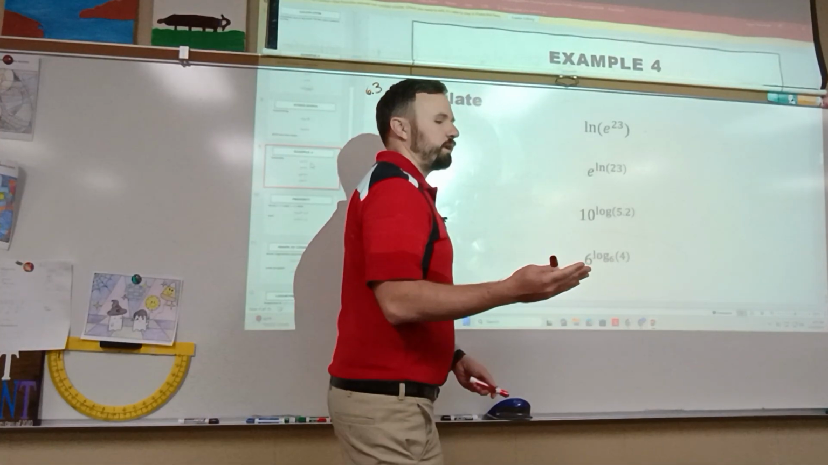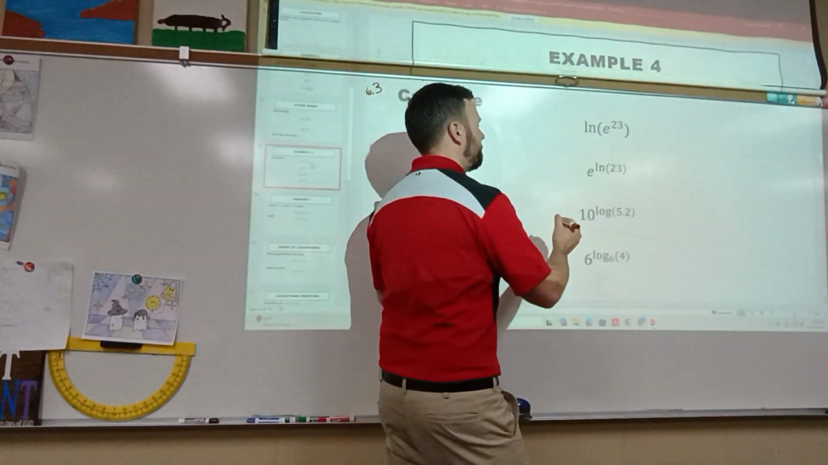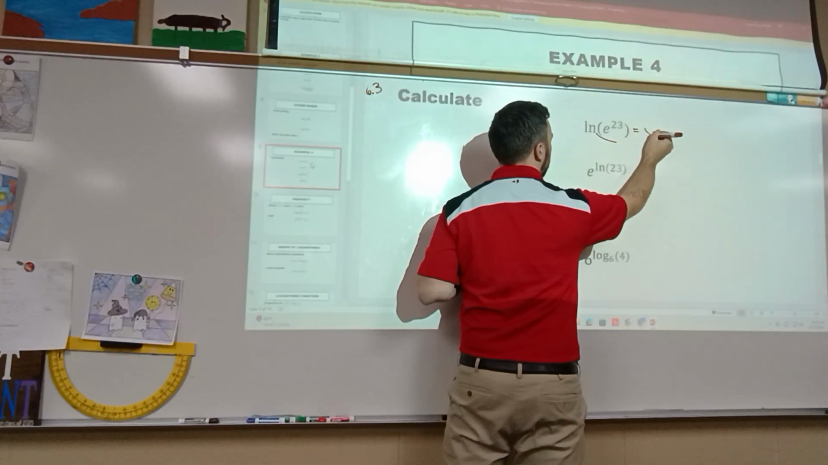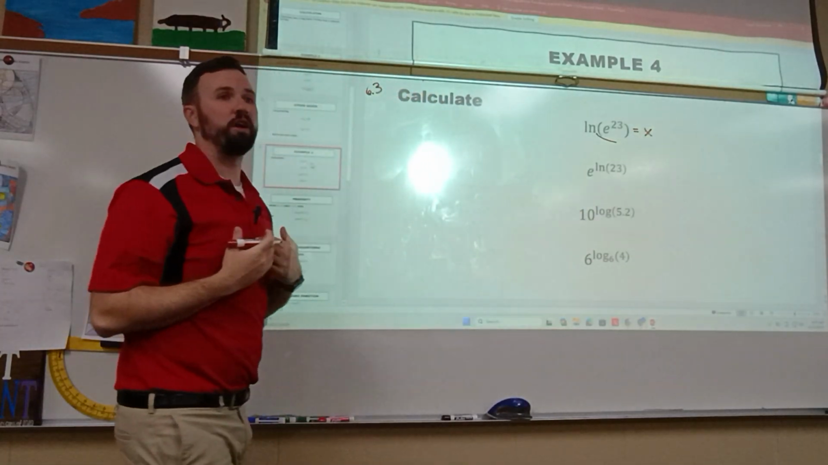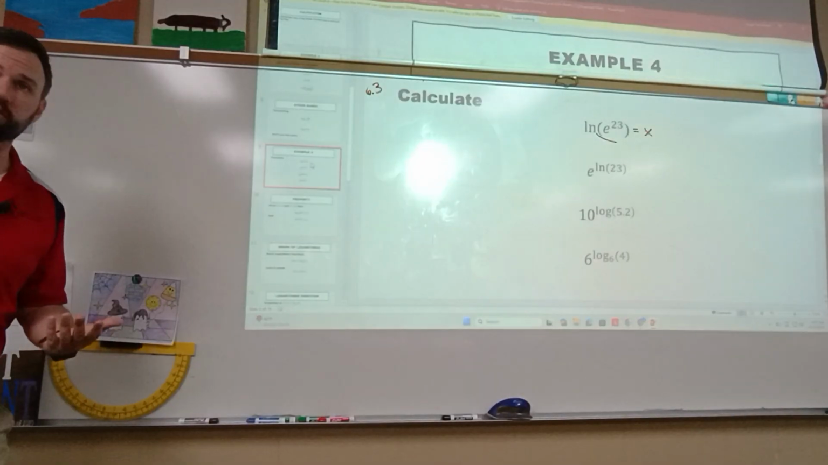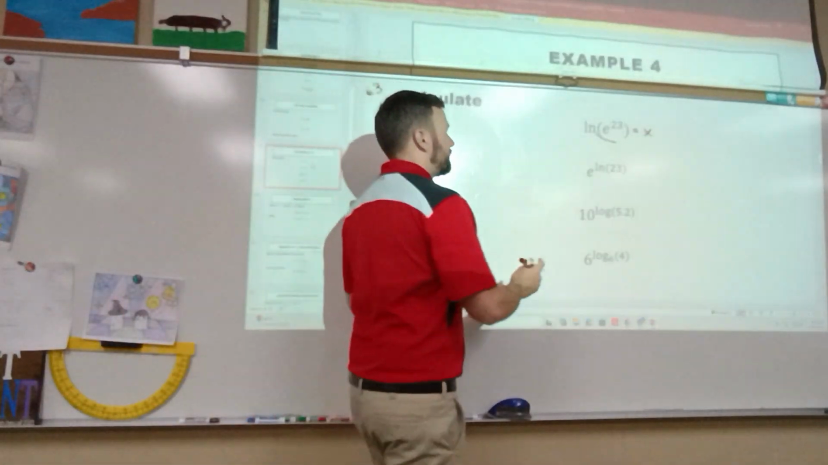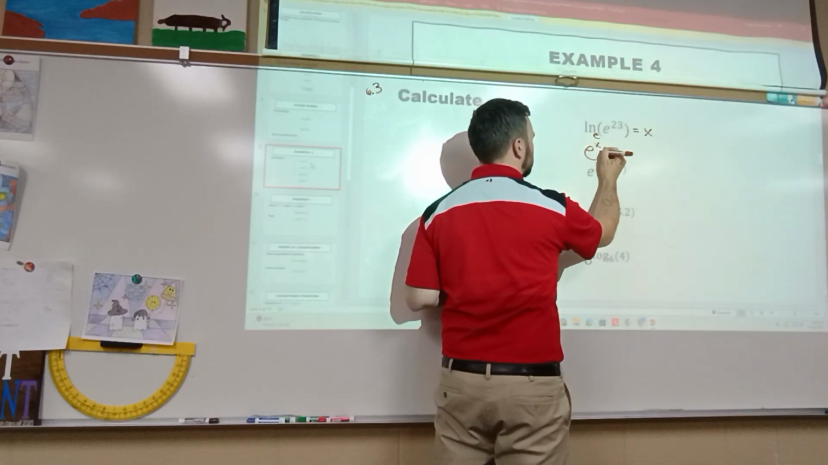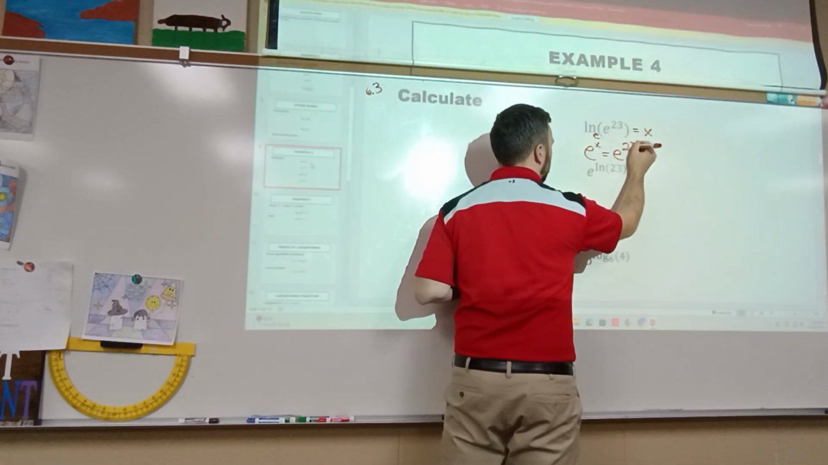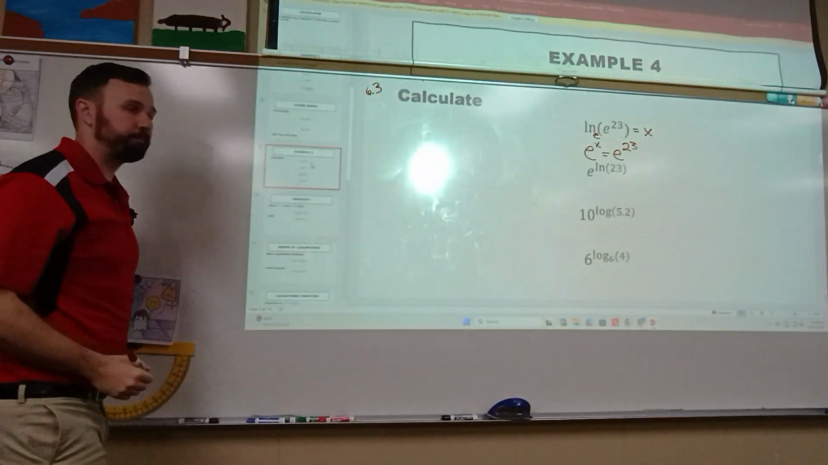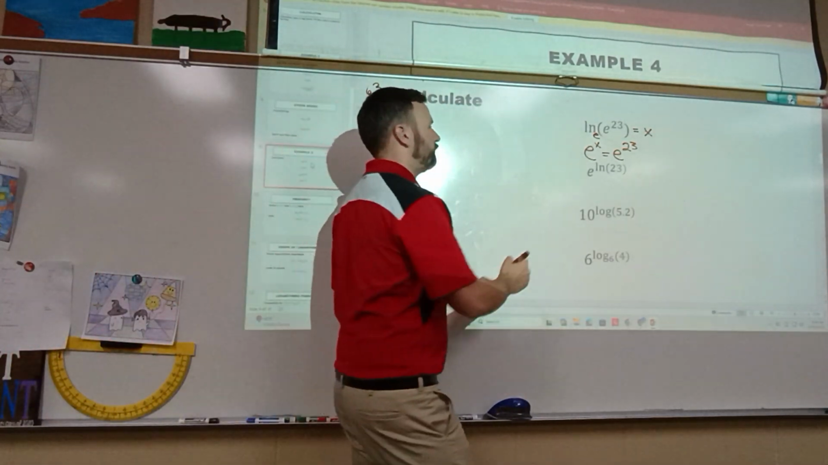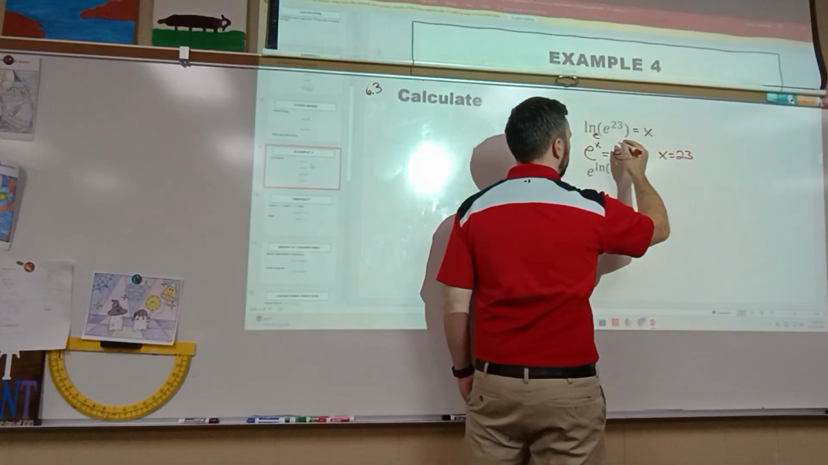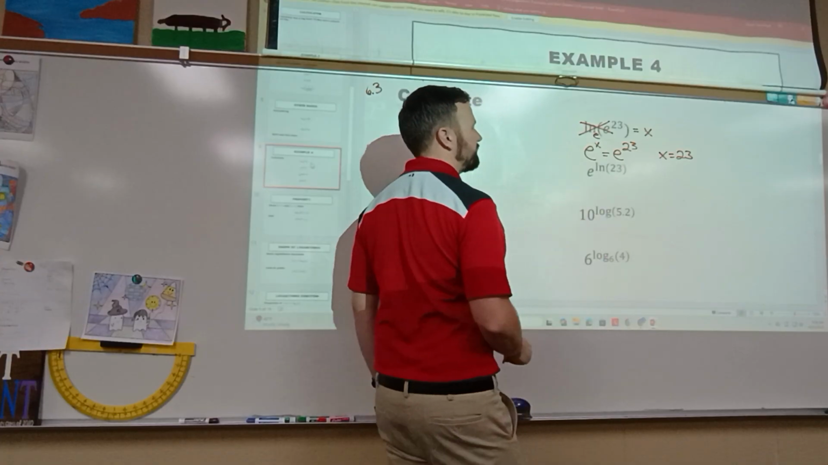Let's do this the long way for a second. This one is saying there's no equals, right? So I can put an equals x because that's what I'm trying to find. I'm trying to find what this thing equals. Natural log, my base is an e. So it's saying e to the x equals e to the 23. We just did a problem like this, right? What's x got to be then? x is 23.